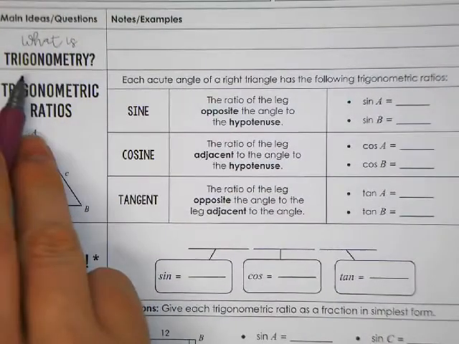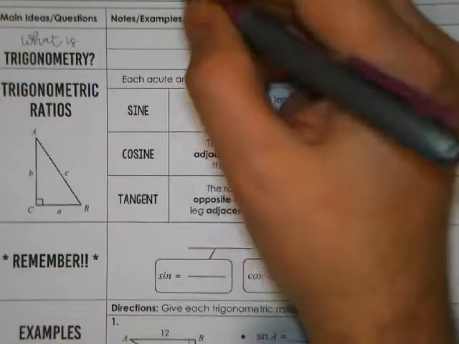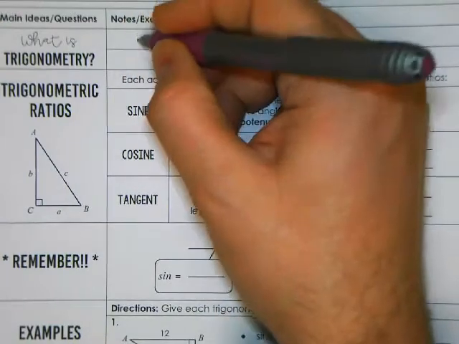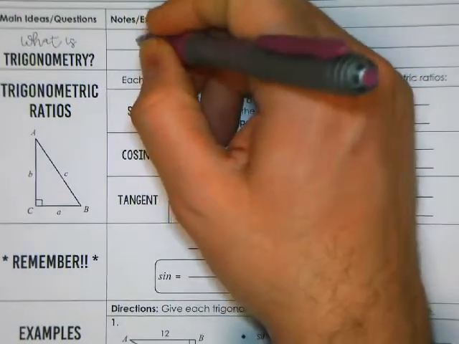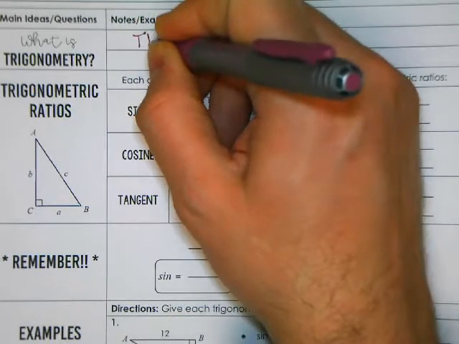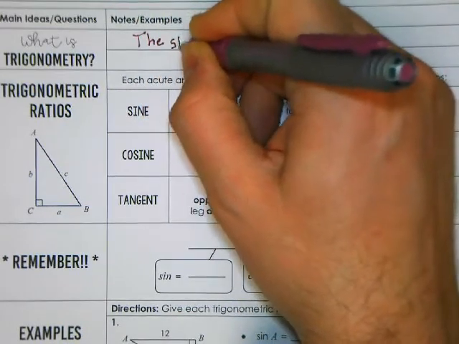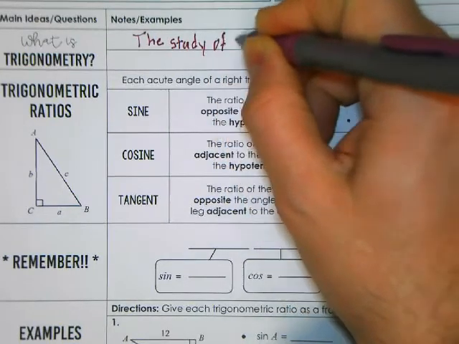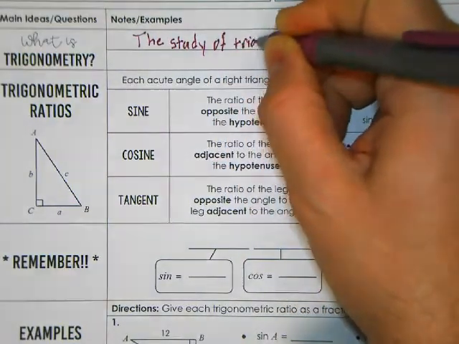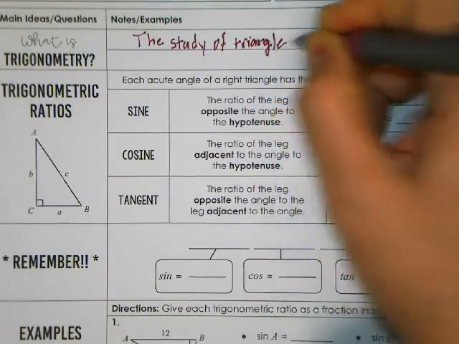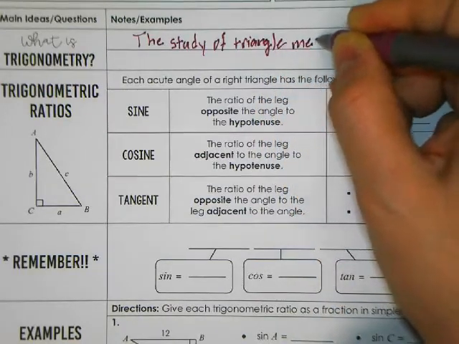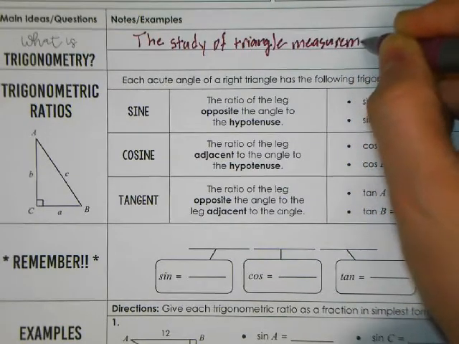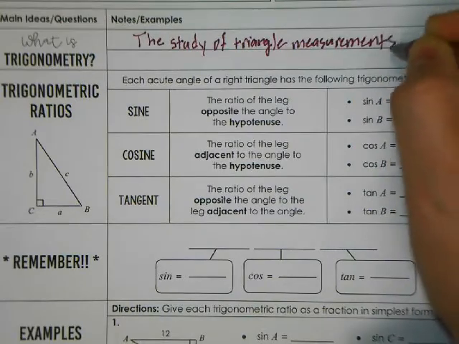If you just look at the way that the word is written, you understand just kind of how words are put together sometimes. This is going to be the study of triangle measurements. The study of triangle measurements.